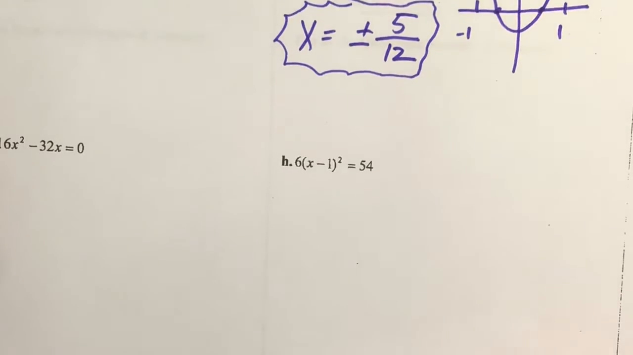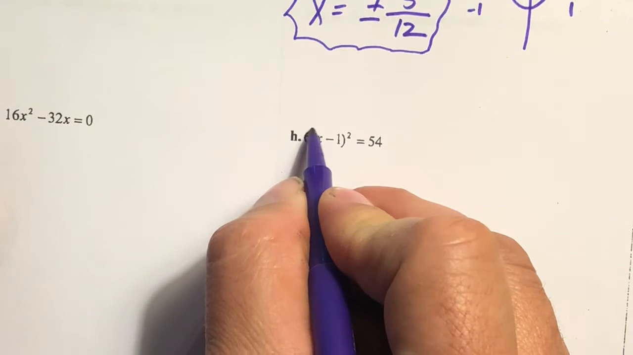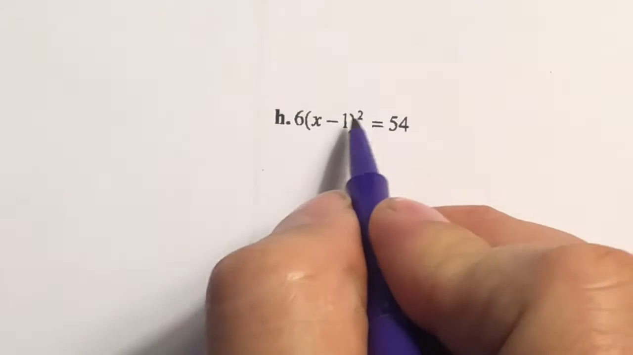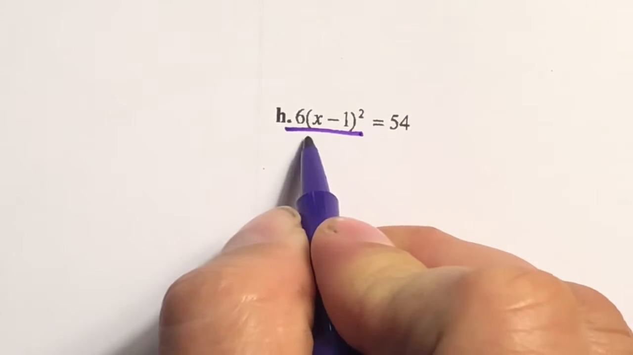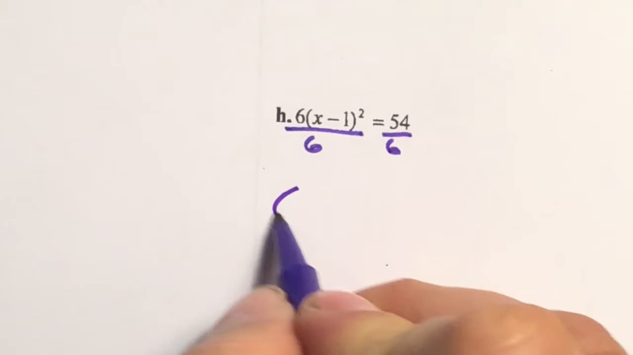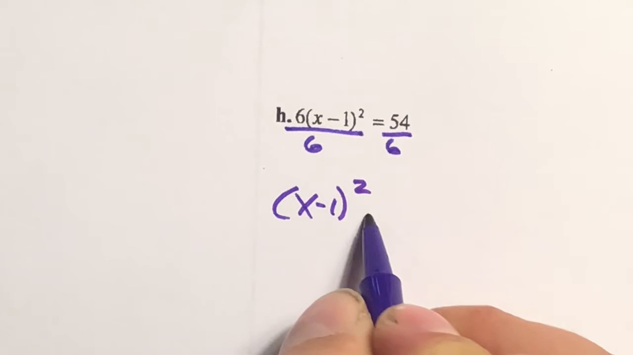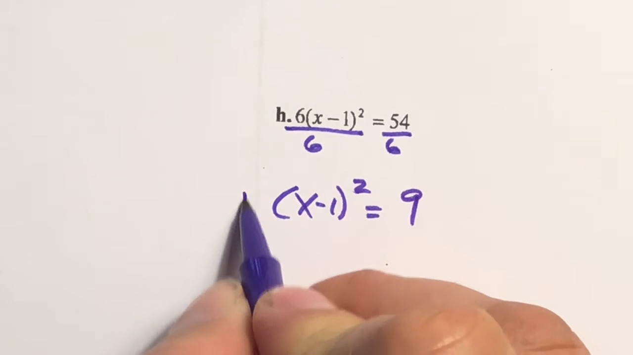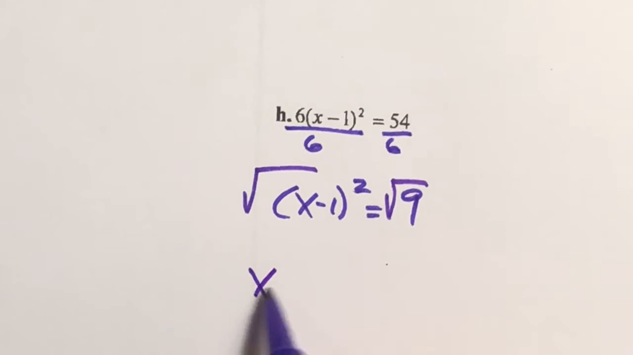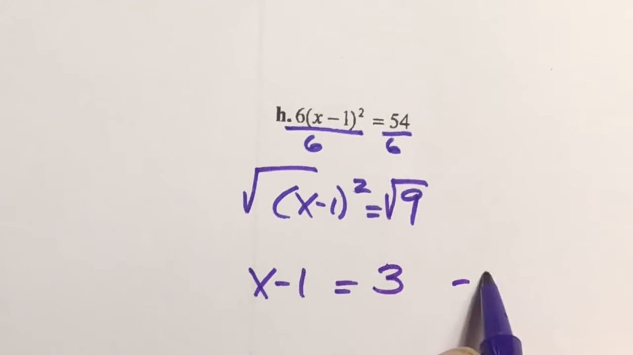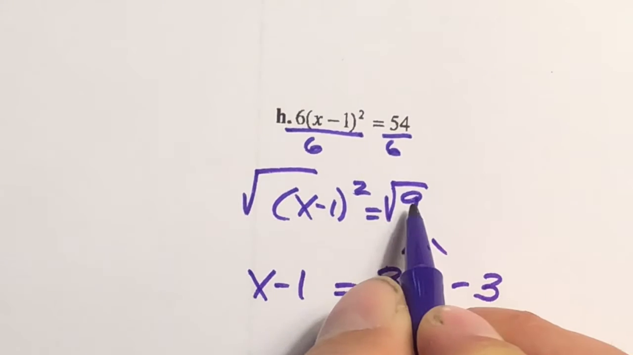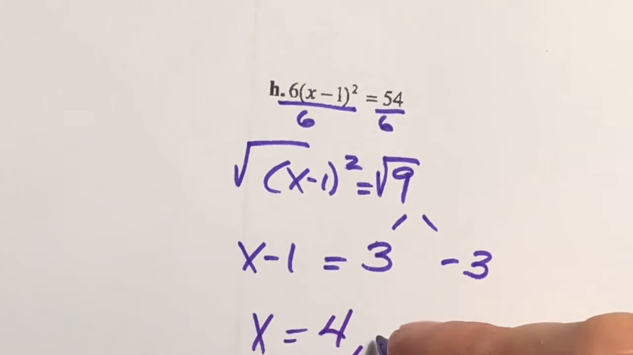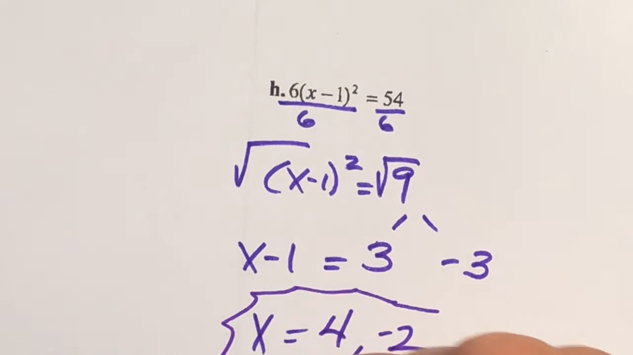All right, and then the last one, guys, a review. Look at this one. A lot of people will want to try to go ahead and distribute. You can't do that because you're squaring it. So instead of that, we're going to divide both sides by 6. I get x minus 1 squared is equal to 9. Okay, let's undo that. So we're going to square root. So x minus 1 equals 3 and a negative 3. Remember, when you take a square root of 9, you're going to get 2 answers. We're going to add 1. So that's going to be 4 and negative 2.